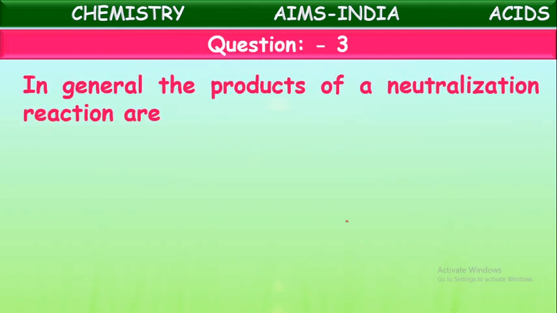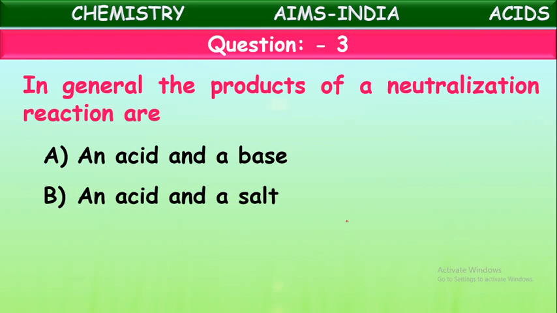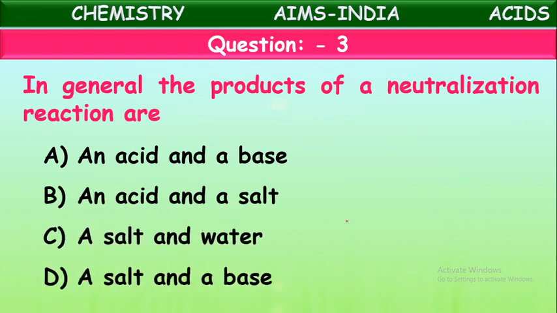In general, the products of a neutralization reaction are: So what are the products of a neutralization reaction? We said when acid and base react with each other, they form salt and water. Yes, acid and base neutralize each other. They form salt and water as products. See the options: an acid and base, an acid and salt, an acid and water, a salt and base. Which is the correct option, children?